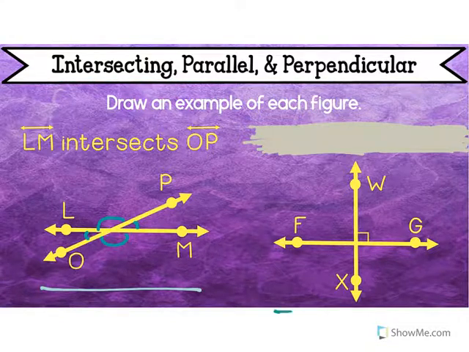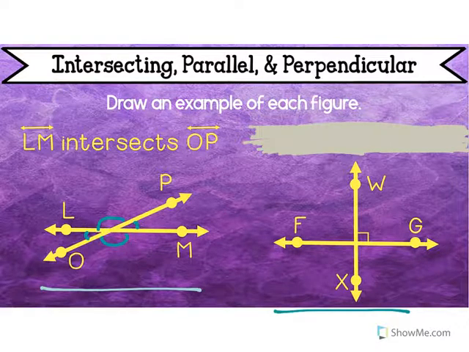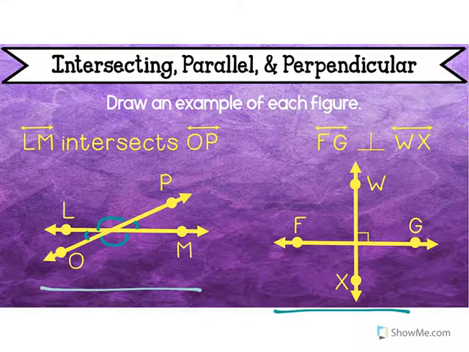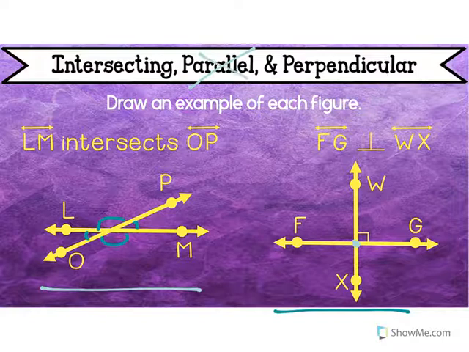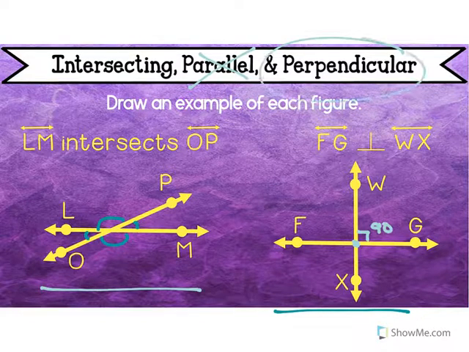Okay, last one. What's this one? You're right. It is perpendicular. It's perpendicular because they did cross. They crossed right here. They touched each other. So that means it's automatically not parallel. And since there is a 90-degree angle, it makes it perpendicular.